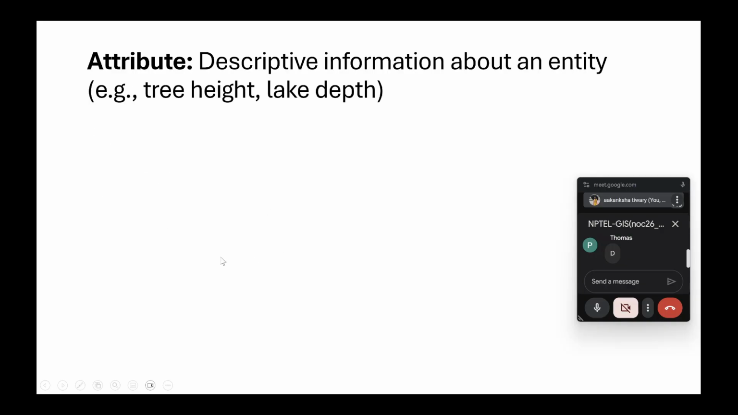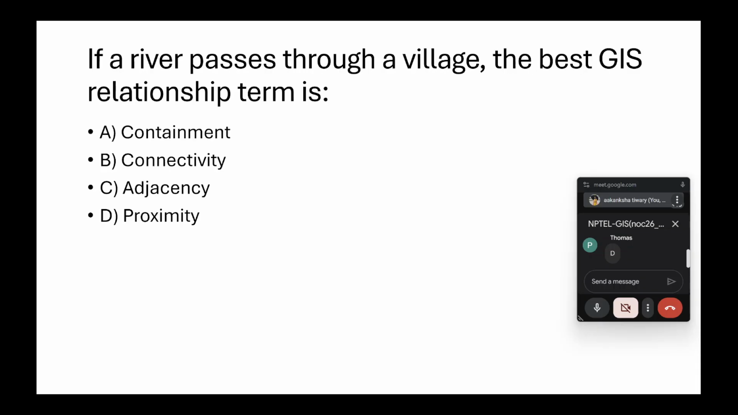Okay. So attribute is basically descriptive information about any entity. So tree height. So tree is entity, but height if you are going to tell, then it is an attribute. Lake depth. So lake is entity, but depth is attribute. Okay. So this descriptive information is called as attribute.